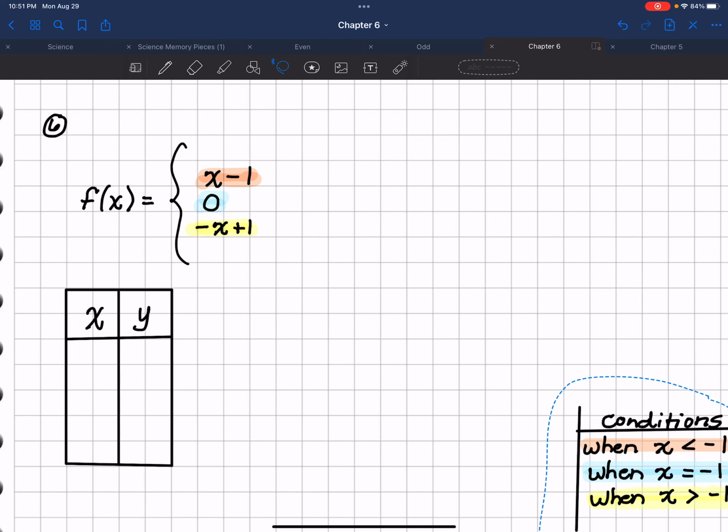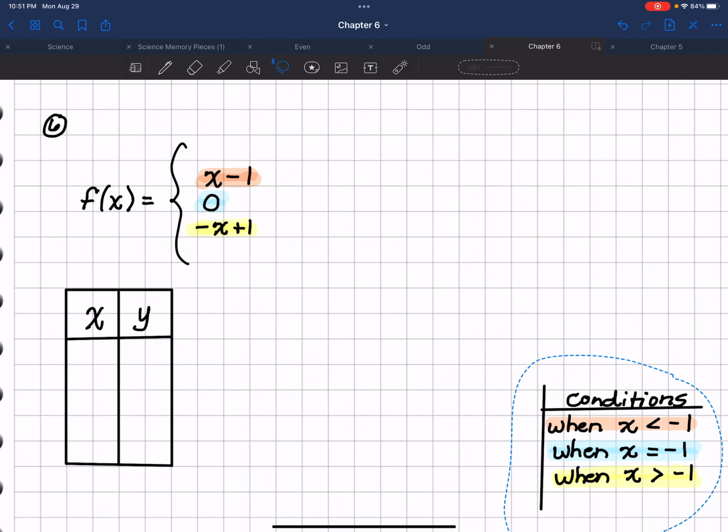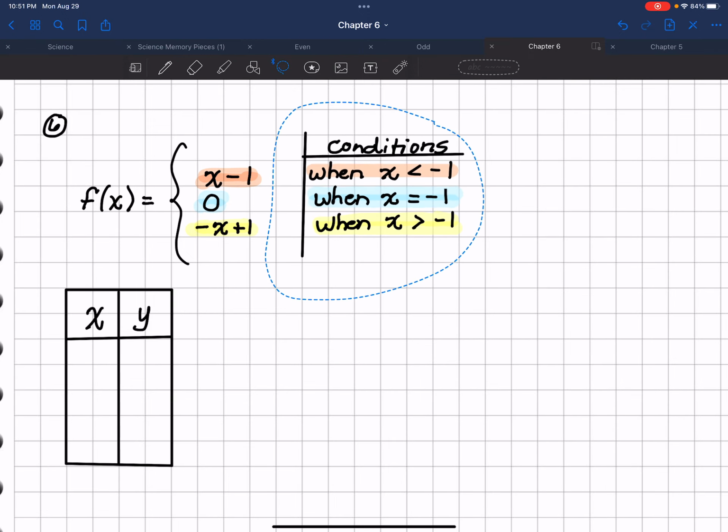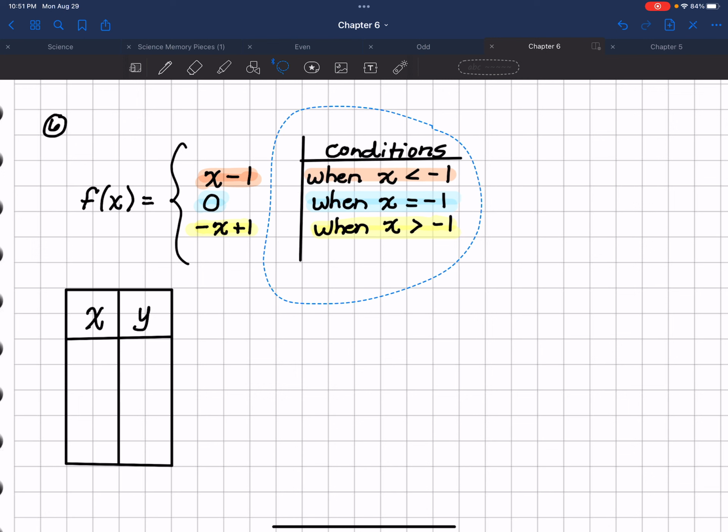The function is actually right here. It's the part that's left behind. These are just the conditions that we have to apply. So I went ahead and wrote them out, and I color coded them. And then over here in my table of values, I'm going to color code as well.